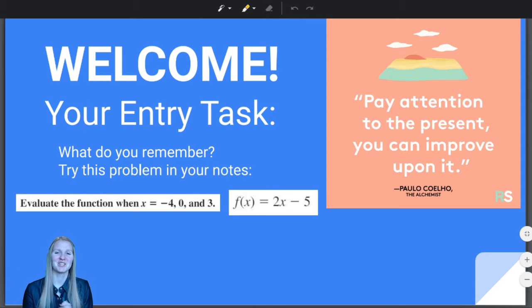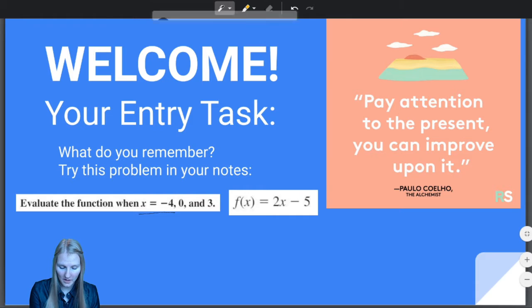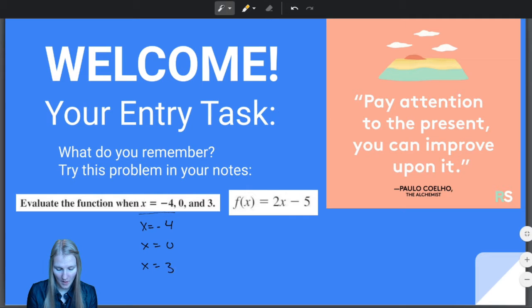So this question asks us to evaluate the function when x is -4, x is 0, and x is 3. So there are three parts to this problem. A part where x is -4, a part where x is 0, and a part where x is 3. So we want to plug each of these values into our function and see what we get.